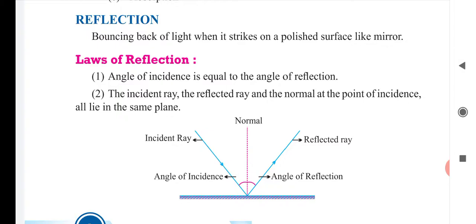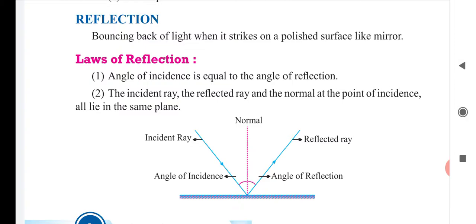The second statement says that the incident ray, the reflected ray, and the normal at the point of incidence all lie in the same plane. You can see from the figure the incident ray, the reflected ray, and the normal are drawn at the same point, in the same plane. So the second law of reflection states that the incident ray, the reflected ray, and the normal at the point of incidence all lie in the same plane. These are the two laws of reflection.